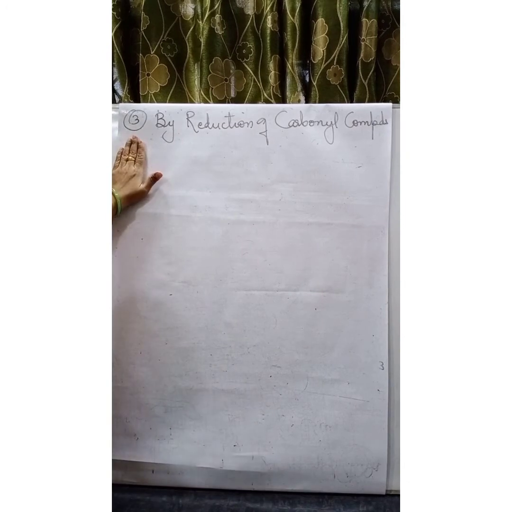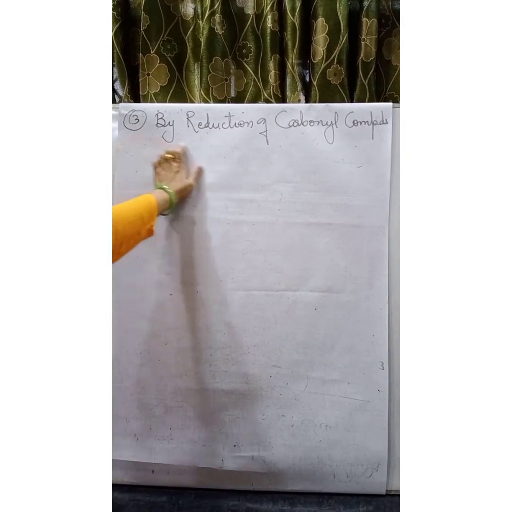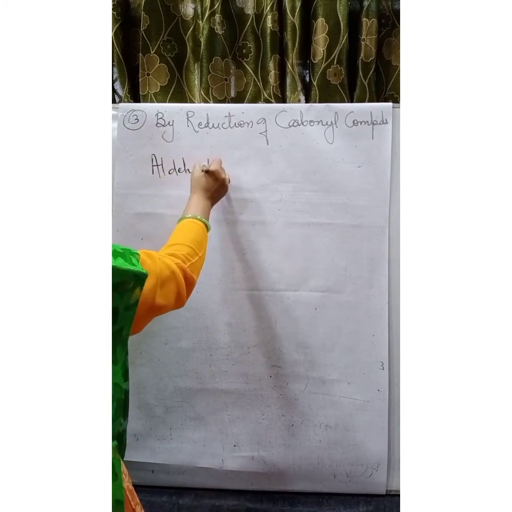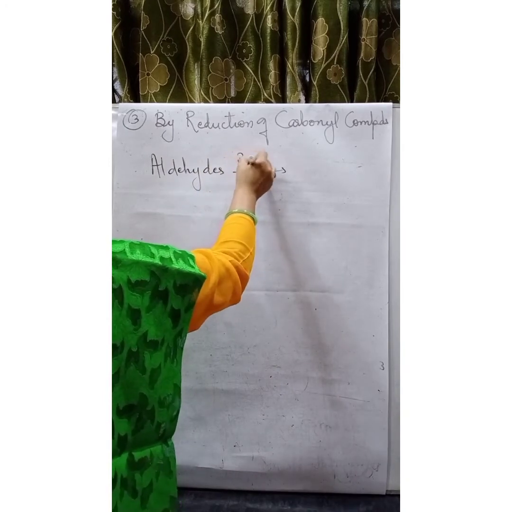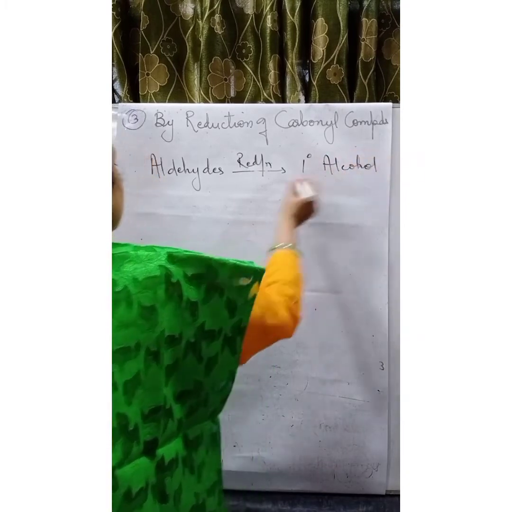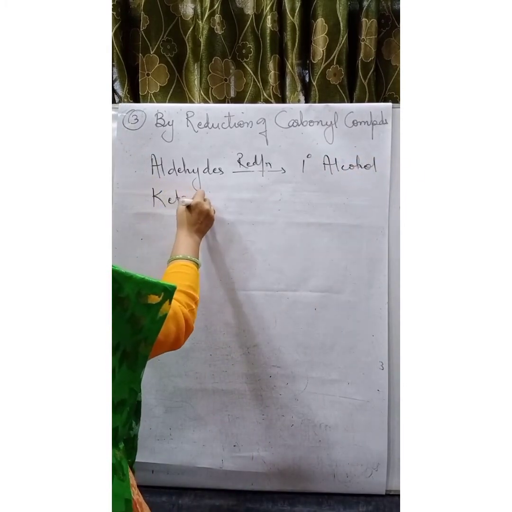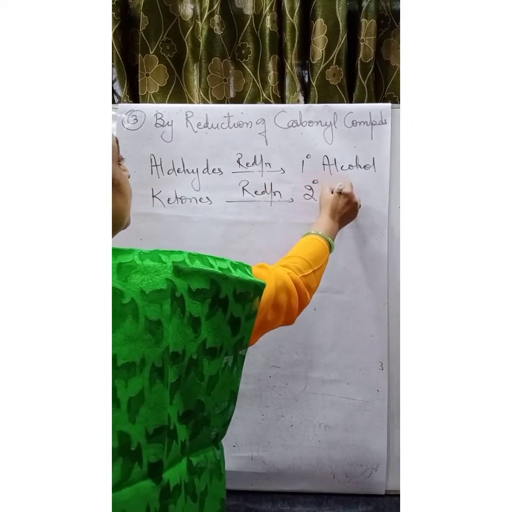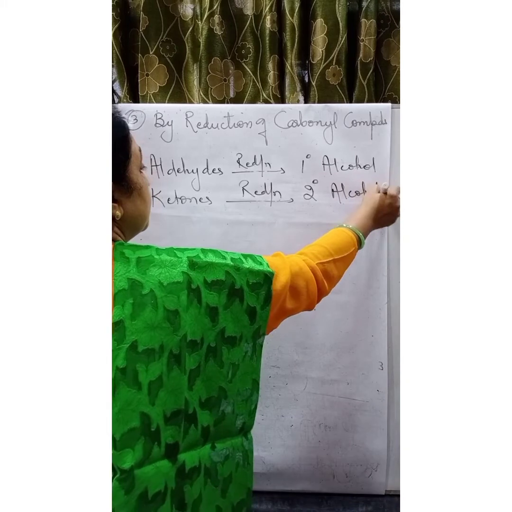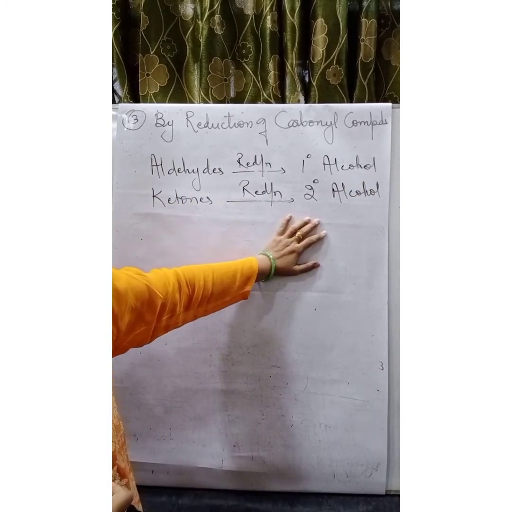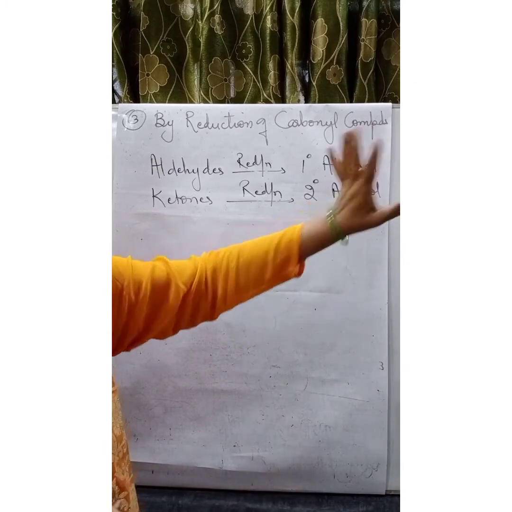The third method of preparation of alcohol is by reduction of carbonyl compounds. So keep in mind that aldehydes on reduction give 1 degree alcohol. Ketones on reduction give 2 degree alcohol. Now 3 degree alcohols, they are not stable because it will readily lose water molecule and form alkenes.